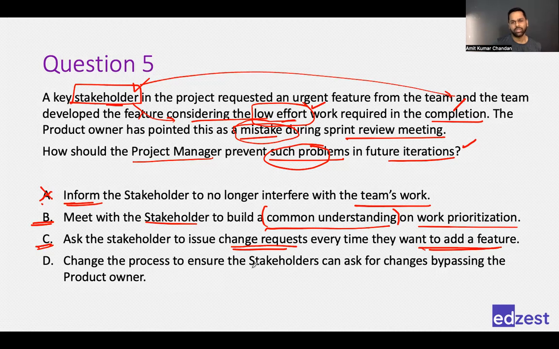Change the process to ensure that the stakeholder can ask for changes bypassing the product owner. Not a good choice. Okay, why would you want to change the process if there's a problem? The problem is that the stakeholder should not talk to the team directly. Right? What you're saying here is change the process to ensure the stakeholder can ask for changes, and you are now bypassing the product owner. So what should be the process? You are saying, okay, we'll bypass that. Not a good choice.